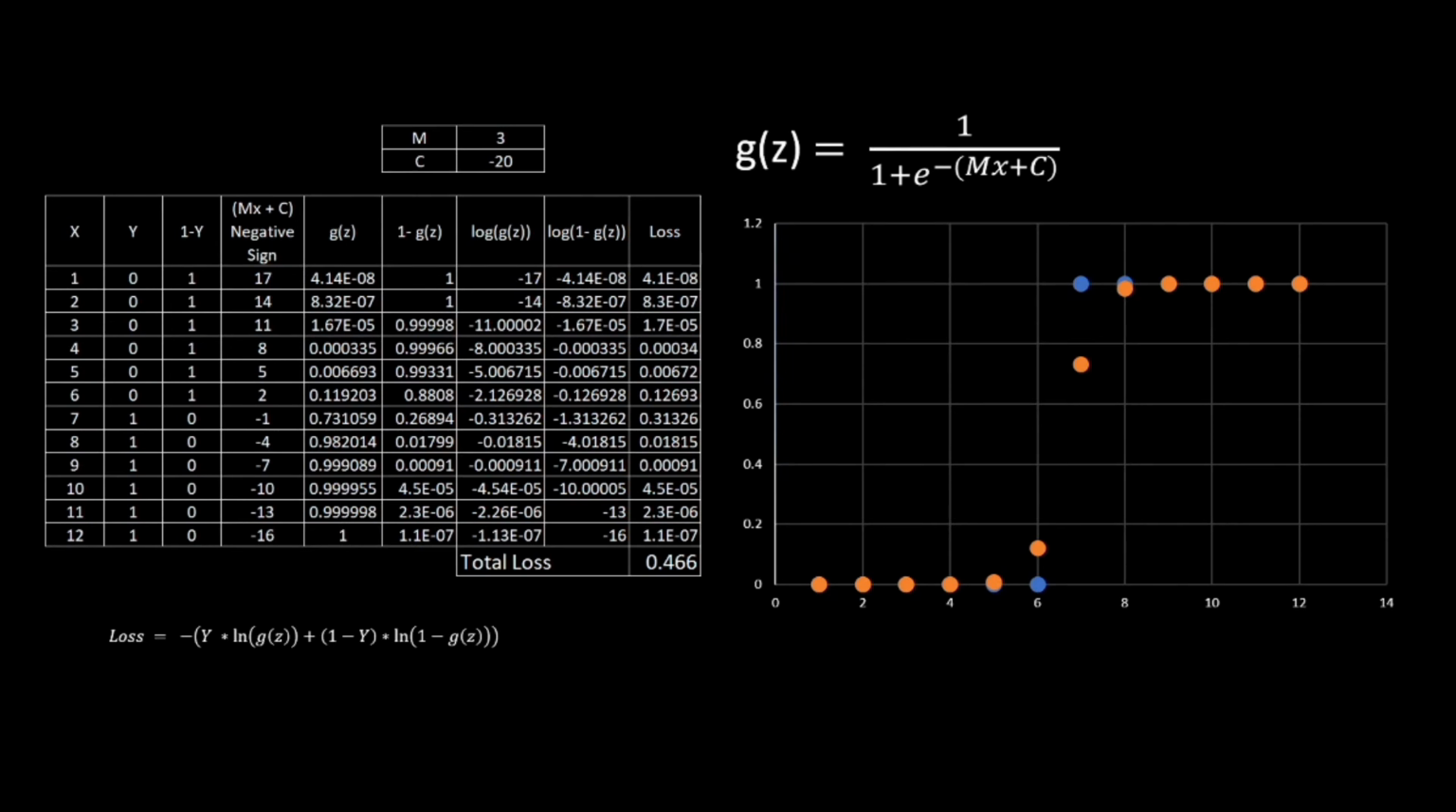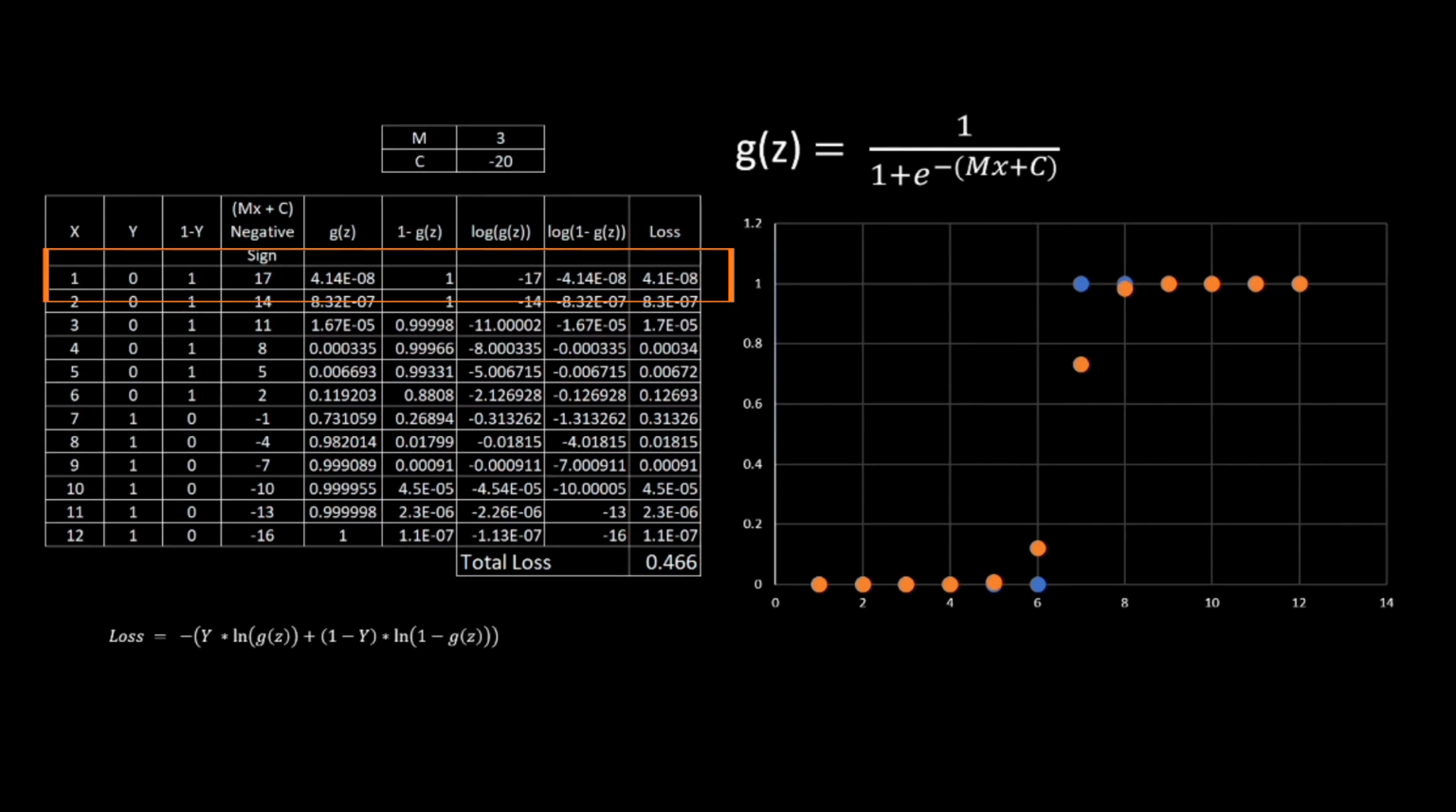And here we are multiplying the ln of gz with the y and the ln of 1 minus gz with 1 minus y. So in the first two tables, we have taken the value of y and 1 minus y. And now I am going to multiply each y value with log of gz and each 1 minus y value with log of 1 minus gz. And here you will understand how this log is actually penalizing the incorrect prediction. So let's understand in this way.